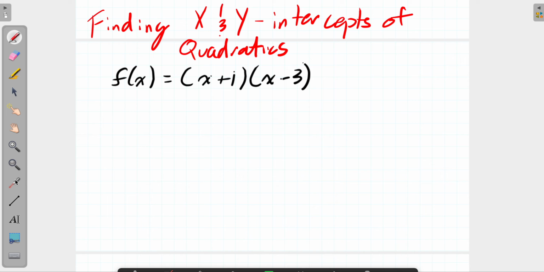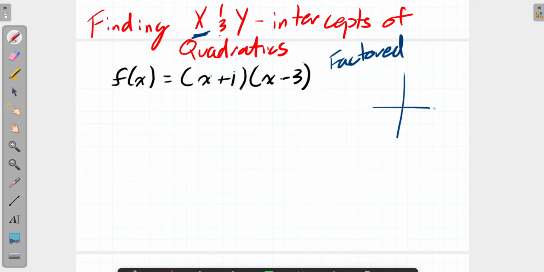Okay, we're going to focus on finding x and y intercepts of quadratics. So we've been given this. One of the first things we might want to do is make sure, or at least attempt to figure out, what form of a quadratic this is written in. If you're familiar with them, you'll probably pretty quickly notice that this is actually written in the factored form. And the factored form allows us to find our x-intercepts relatively quickly.